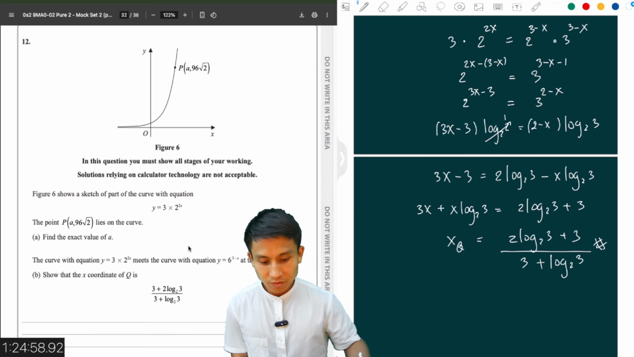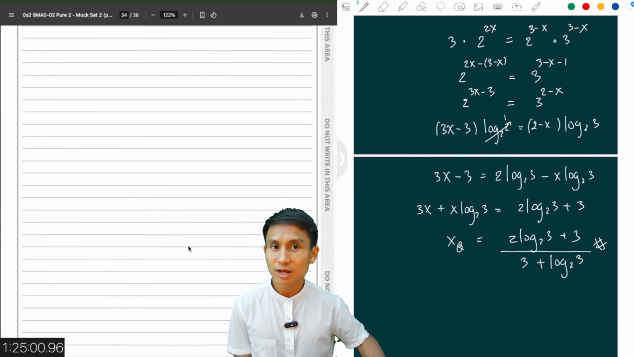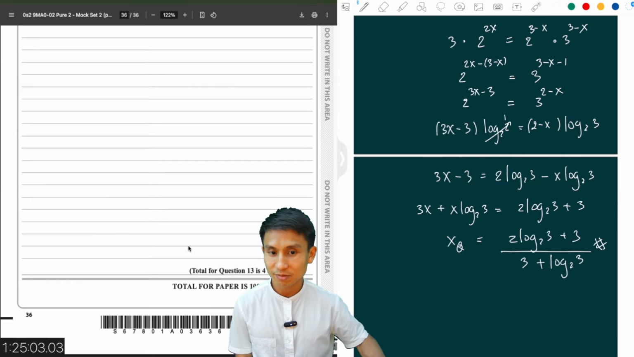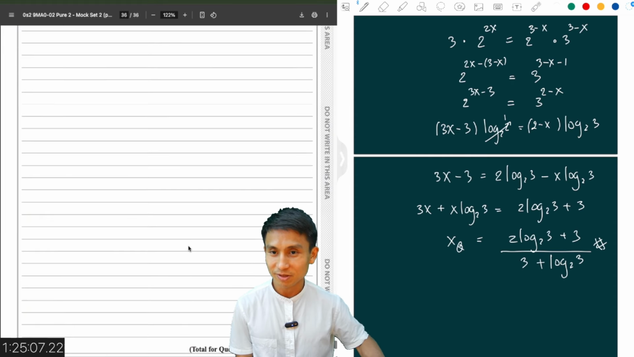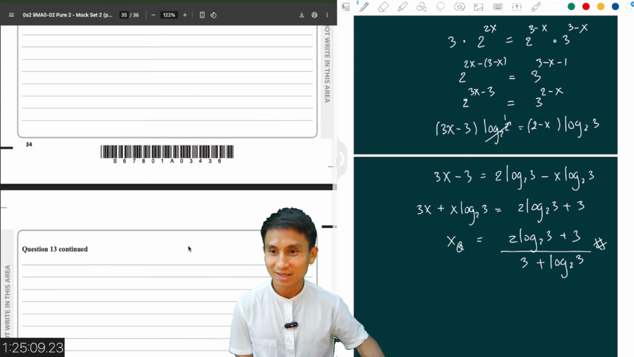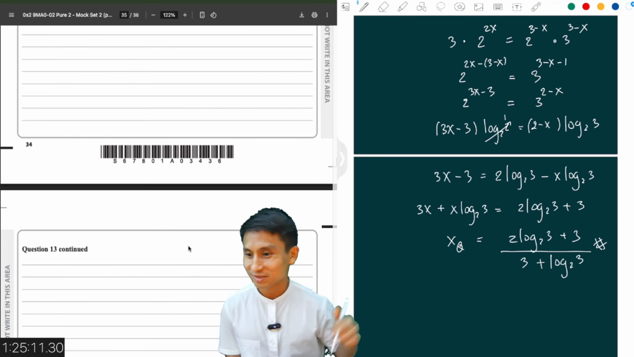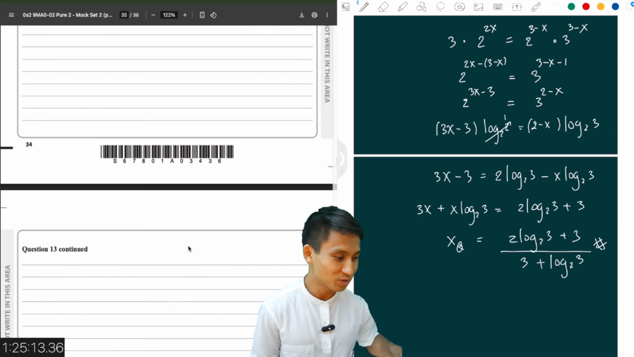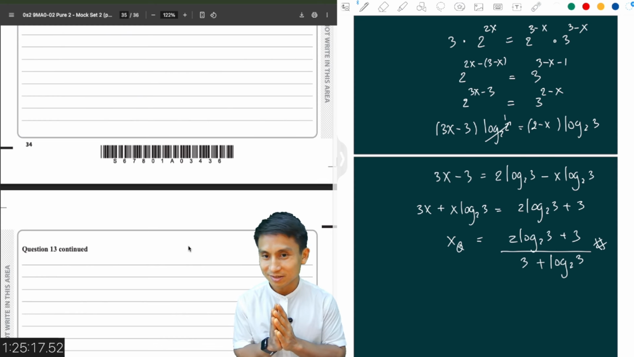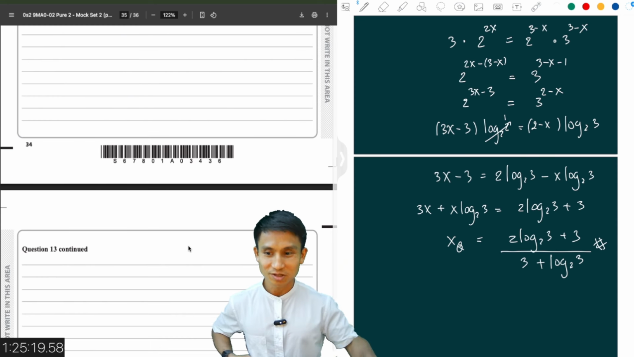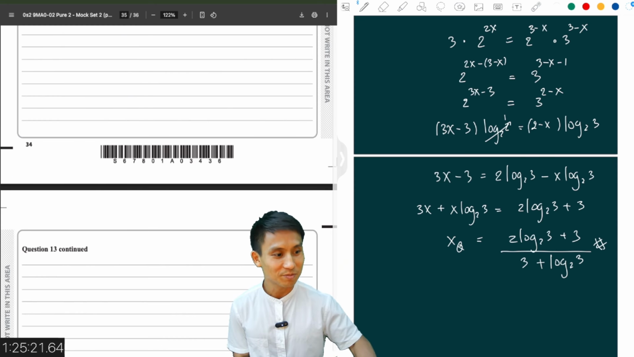That's the x coordinate of Q. So that's question 12 done. We have time for number 3. Oh wait, I'm finished, I mean the paper is finished. I have an hour and 25 minutes left, but I'm not going to double check because I think I did all the checking. So I'm just going to mark the paper now. Let me stop the timer.